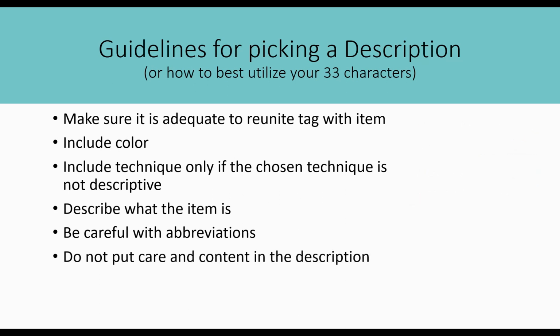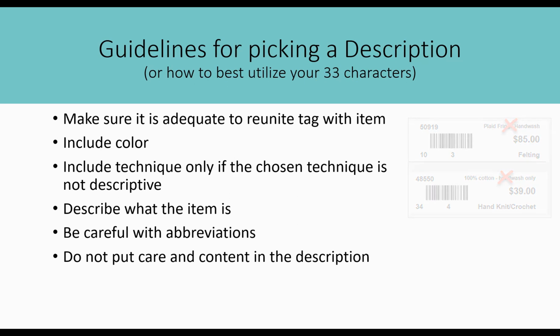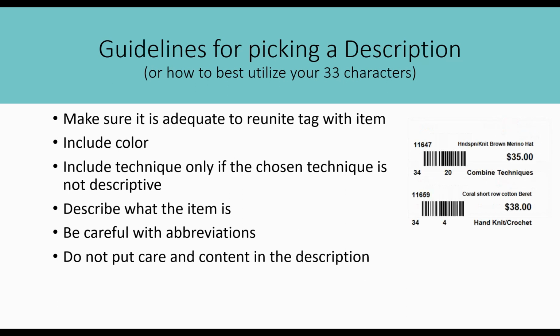The final thing I want to say is, do not put your care and content in for the description. Because 1, it doesn't satisfy the Guild's requirements for you to be in the sale. 2, it isn't informative to our customer. And 3, it doesn't help reunite the tag and the item. Care and content can be put on the back of your barcode tag or on a separate tag. See the rules and regulations for more details. And having said that, you can use descriptors like cotton, wool, etc. to describe your item.